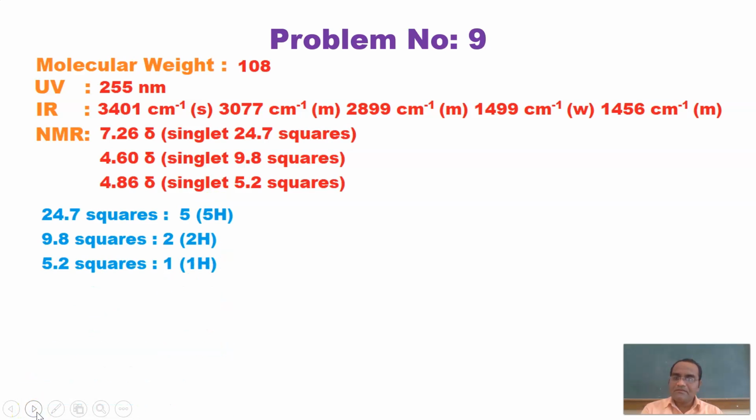So now let us calculate the ratio, and from this ratio we can calculate the number of hydrogens. So the number of hydrogens is 5. So I have divided by 5. So almost it is showing 5:2:1.